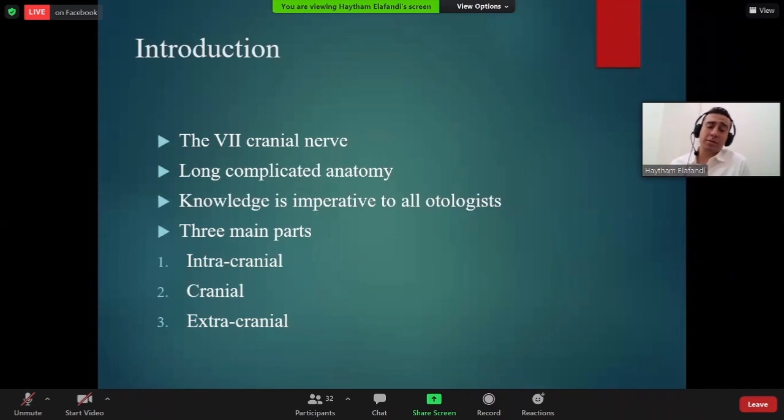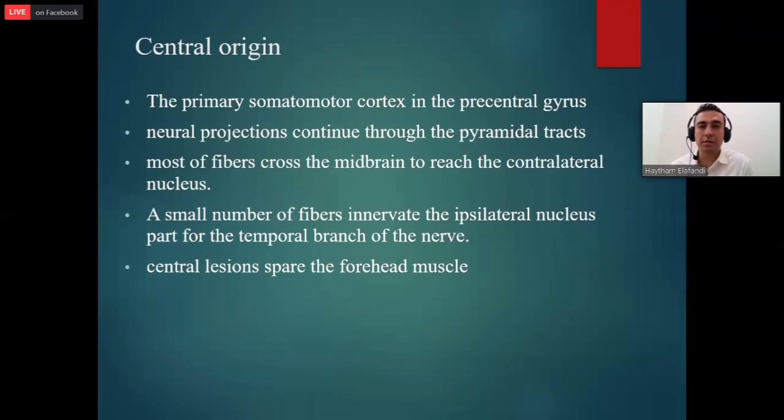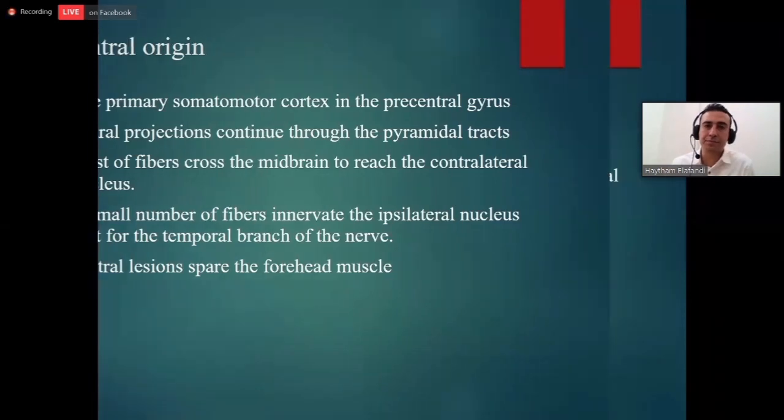We have three main parts. To make it simple, the intracranial, cranial, and extracranial parts. We'll begin with the intracranial part and the origins and the high centers. We have the primary somatomotor cortex and the precentral gyrus. The neural projections continue through the pyramidal tracts. Most of the fibers cross the midbrain to reach the contralateral nucleus through the pyramidal decussation, and a small number of fibers innervate the ipsilateral nucleus part for the temporal branch of the facial nerve. This is why central lesions usually spare the forehead muscle, because the upper half of the facial motor nucleus is usually bilaterally represented from the pyramidal tracts.